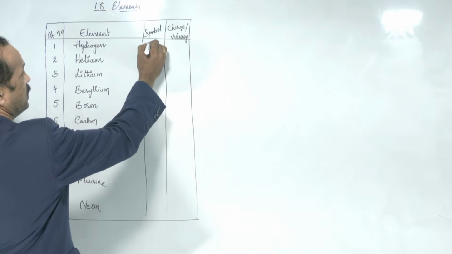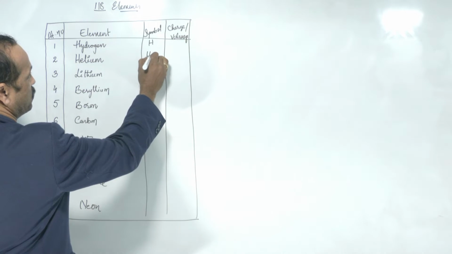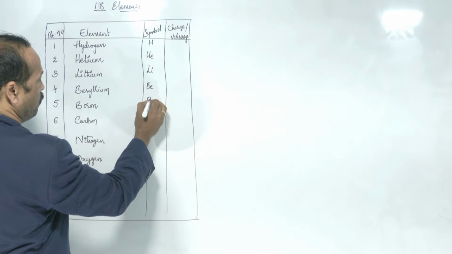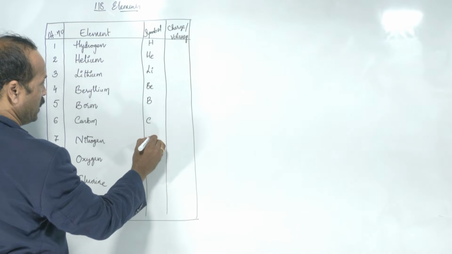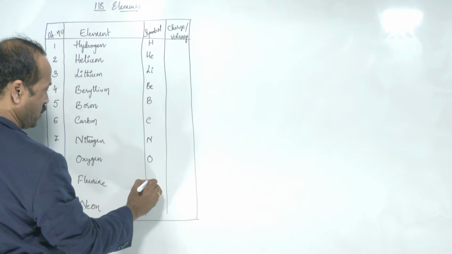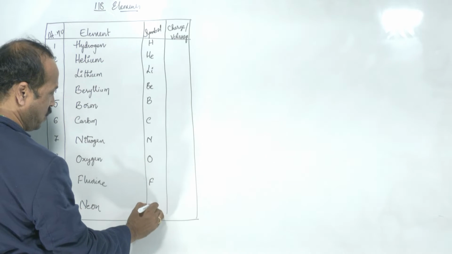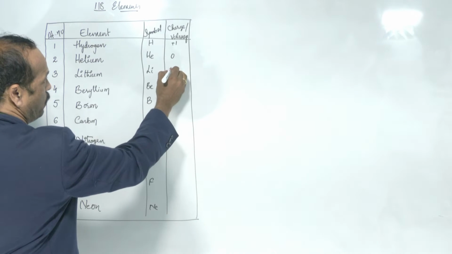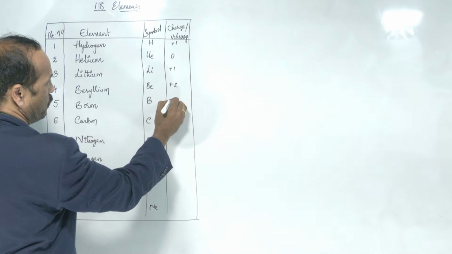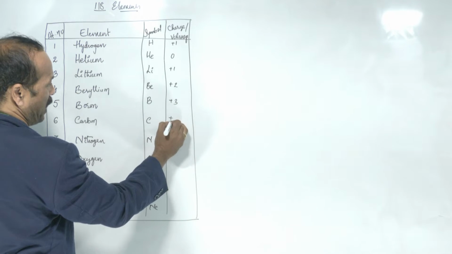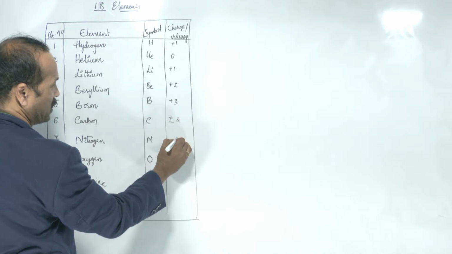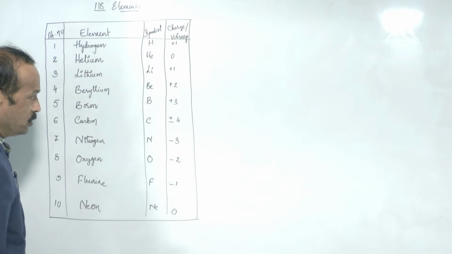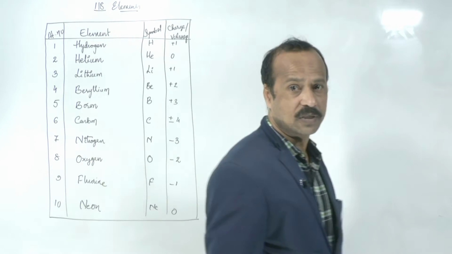Right. Now symbol, if you see: hydrogen H, helium He, lithium Li, beryllium Be, boron B, carbon C, nitrogen N, oxygen O, fluorine F, neon Ne. Valency here is generally +1, 0, +1, +2, +3, plus or minus 4, -3, -2, -1, 0. Students, these are the first 10 elements. Write down these first 10 elements.